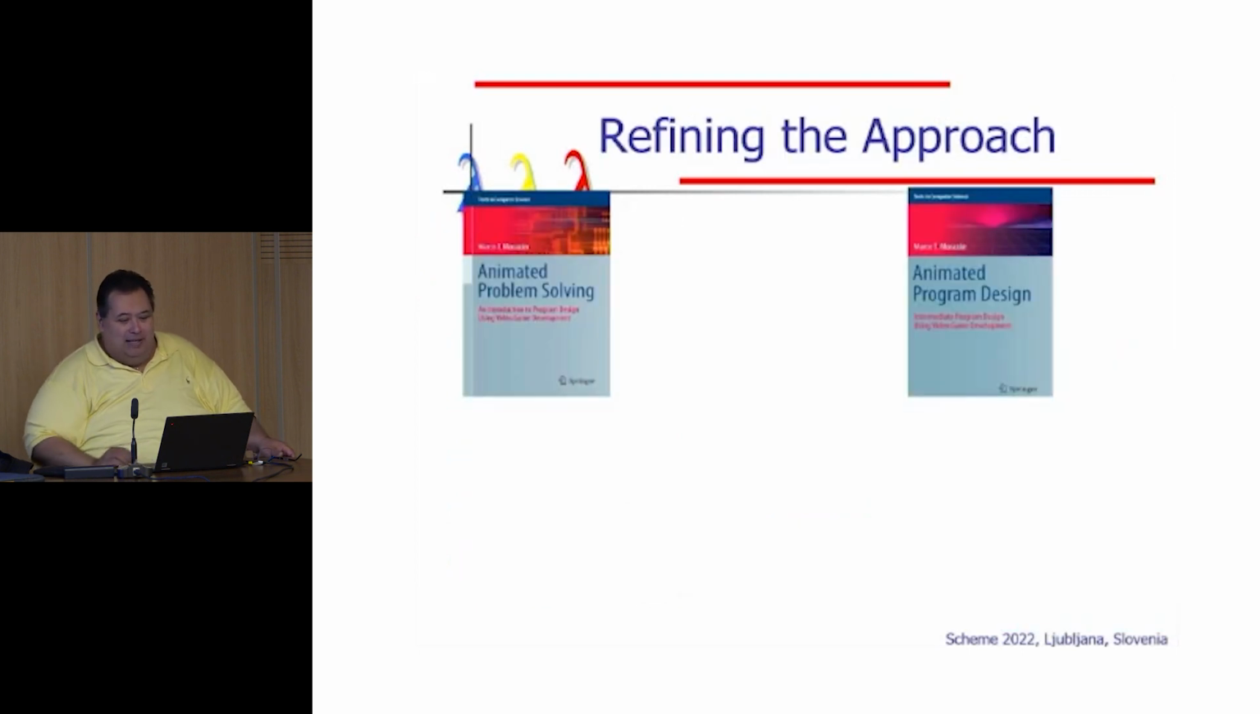Okay, so my solution is expressed in these two textbooks: Animated Problem Solving, which is already in print. And I was hoping that Animated Program Design would also be in print, but publishers work on their own schedule. So that should be out in October or November, I'm told now. So, okay, what is it that we do there? Why is this new and fresh and relevant?